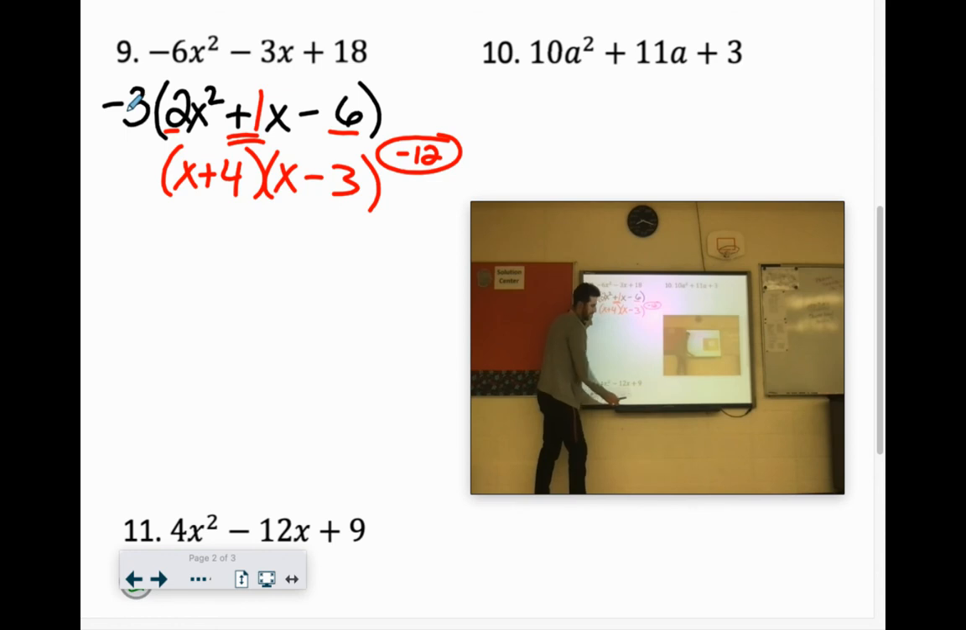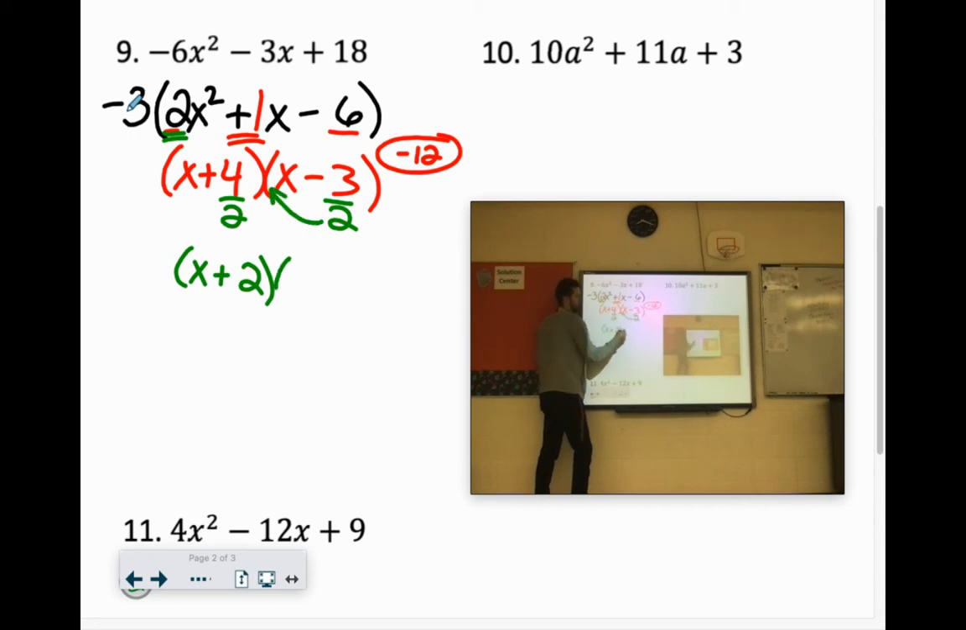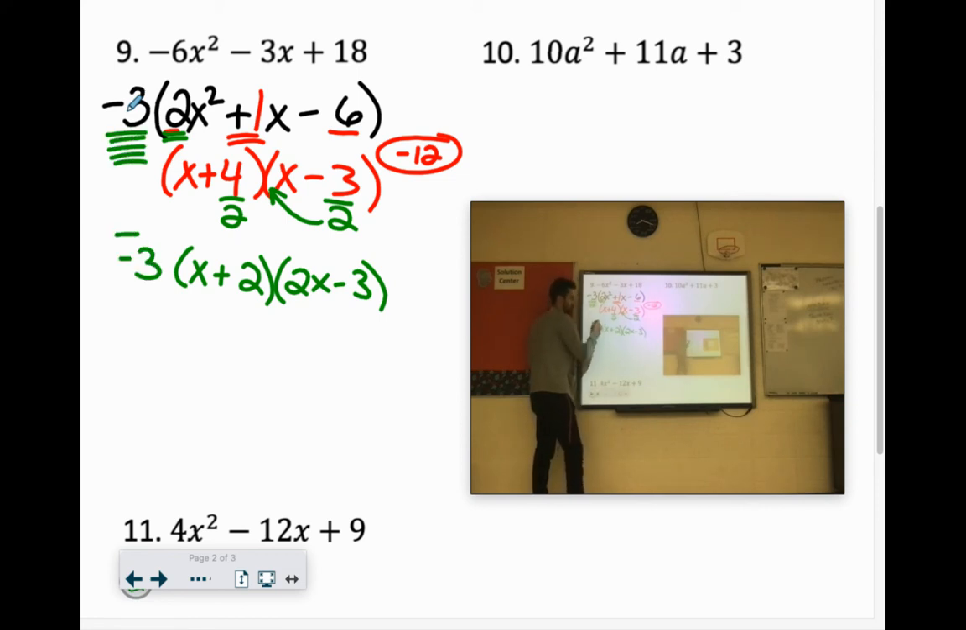Try to divide it by that a, which is 2. 4 divided by 2 is 2. 3 over 2 you can't do, so you just bring the 2 to the front. 2x minus 3. What am I missing? Oh, the greatest common factor I took out of the beginning.